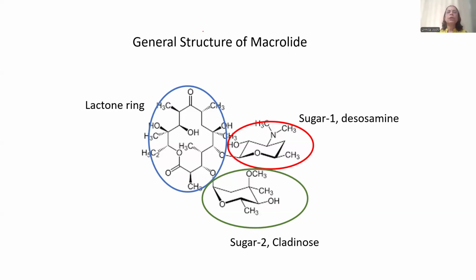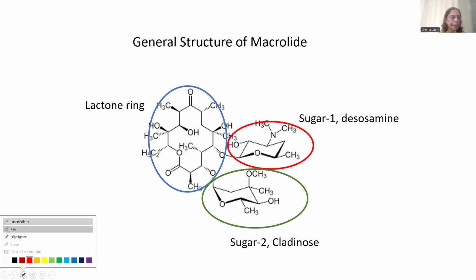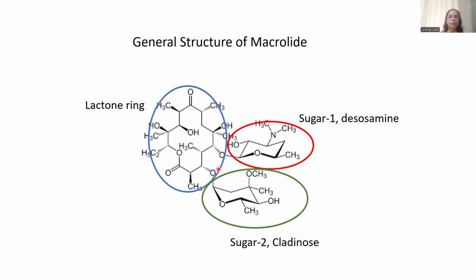The general structure of the macrolide antibiotic involves the presence of a lactone ring. That lactone ring is encircled in blue over here. This is a 14 carbon lactone ring. It has 10 asymmetric centers and attached to it are two sugar molecules. The first sugar is called desosamine. Look at the amine function and it will be easier for you to remember this name, desosamine. The second sugar is gladinose, which is marked in green over here.